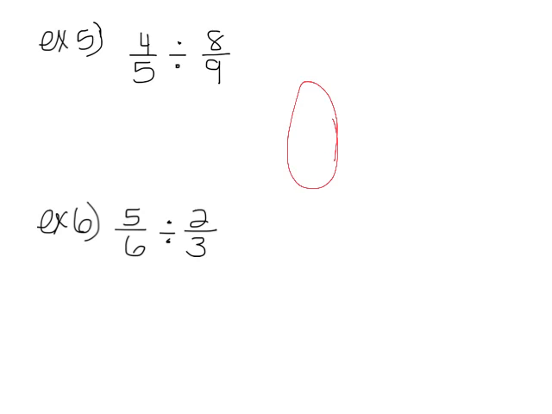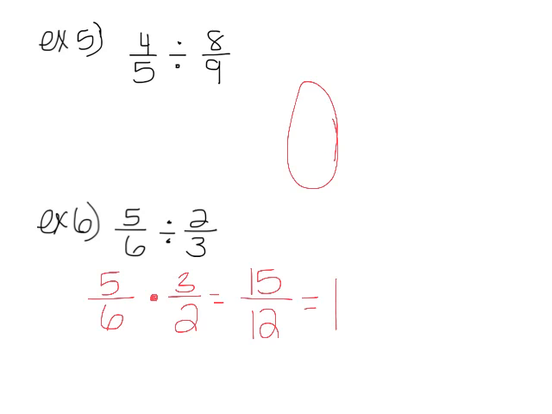So for our second example, I'm going to keep, change, flip. So I'm going to keep the 5/6, change the division to a multiplication sign, and then I'm going to flip 2/3 to be 3/2. I'm going to multiply my numerators, 5 times 3 is 15, and 6 times 2 is 12, and 12 goes into 15 1 and 3/12, which will simplify to 1 1/4.